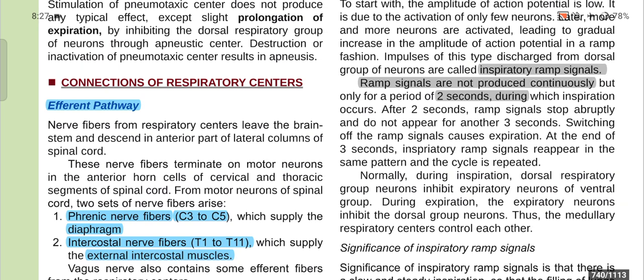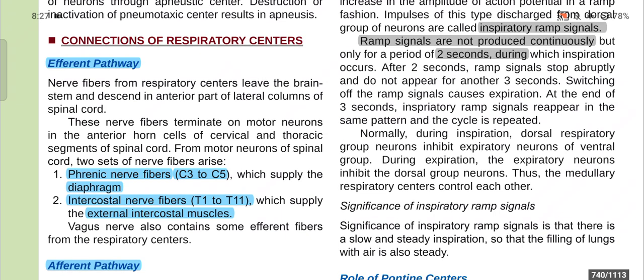At the end of 3 seconds, the inspiratory ramp signals reappear in the same pattern and the cycle is repeated. In this fashion, inspiration and expiration are repeated again and again. Normally, during inspiration, the dorsal respiratory group neurons inhibit the expiratory neurons of the ventral group, and during expiration, the expiratory neurons inhibit the dorsal group of neurons. Thus, the medullary respiratory centers control each other.